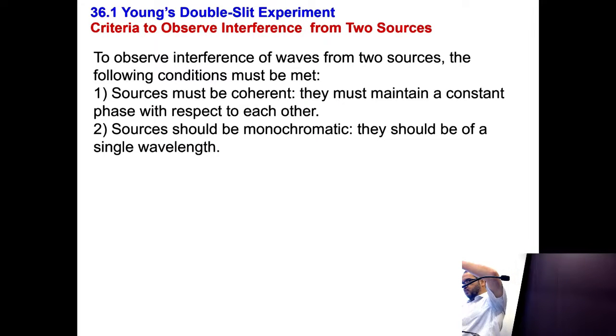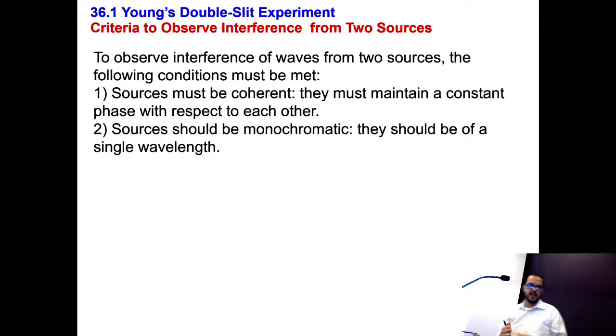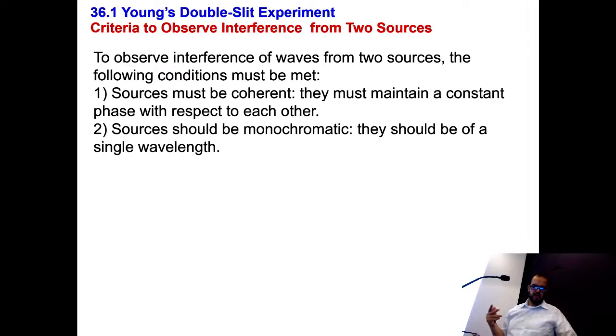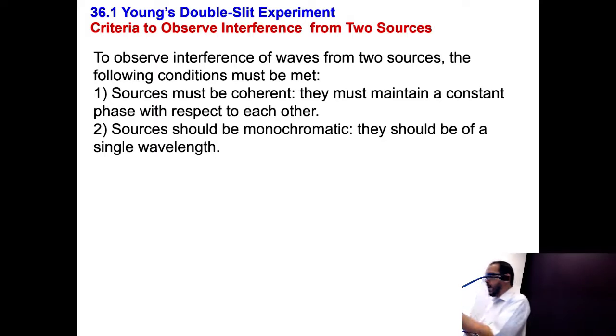The slits are now two sources of light, and they are coherent. That means they are in phase. If one is sine, the other one is sine also. They are in phase.